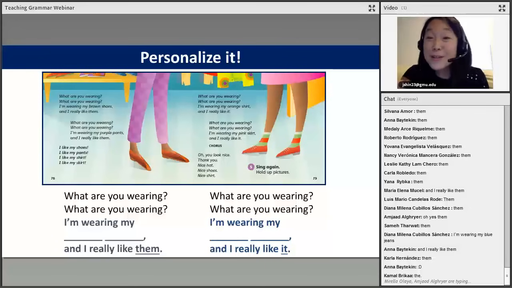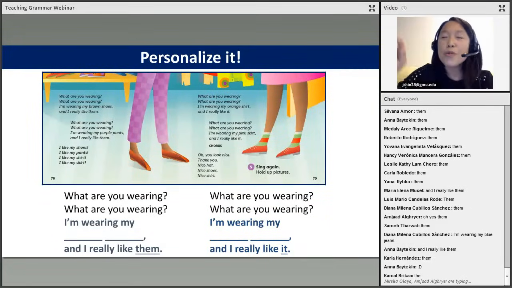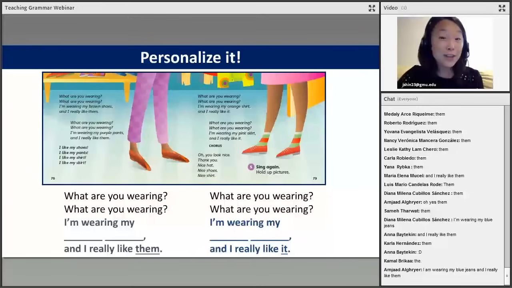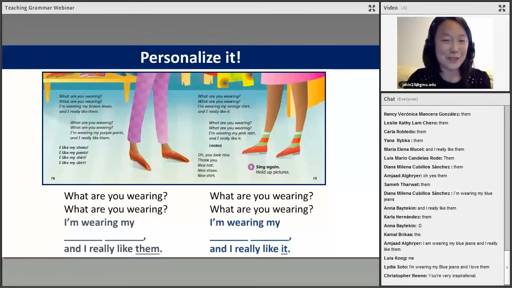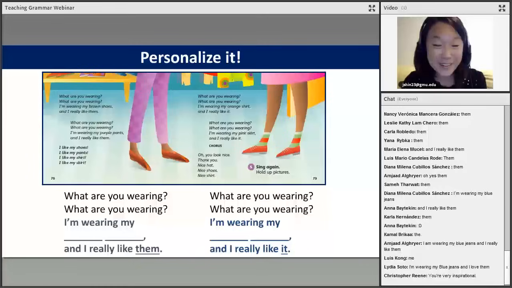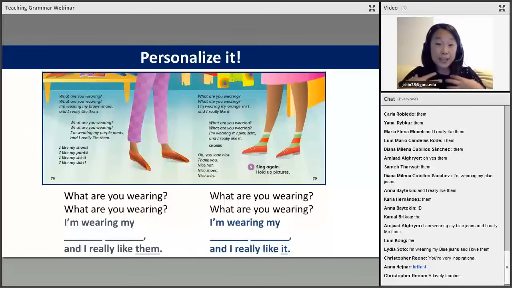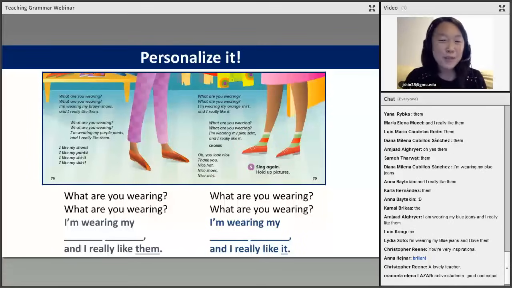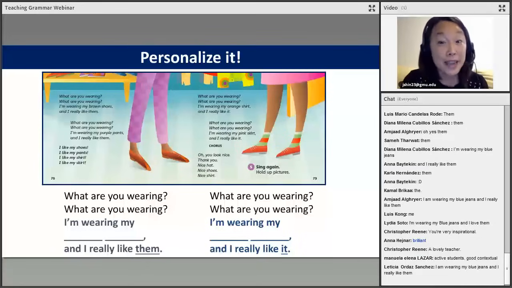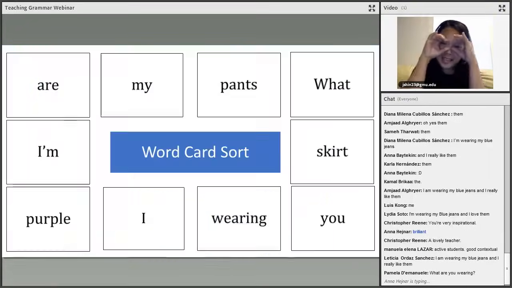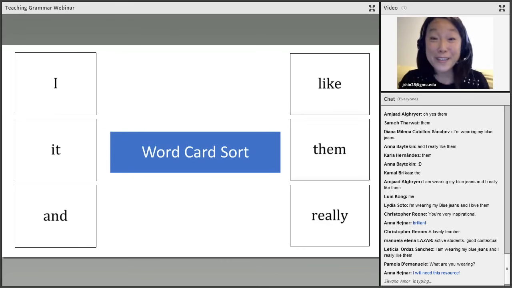So what you can do is look at your class and see that three of them are wearing brown shoes. So I'm going to ask, who's wearing brown shoes? You're going to sing the verse. That way, if you have shy students, you've picked something that you can see more than one student is wearing so that nobody has to feel alone. Lydia, I'm glad you're wearing your blue jeans and you love them. Nice. That's why we personalize it also, to connect to the students' real lives, and it helps them remember the language better, and it'll actually be language that they might use outside the classroom. Hopefully, though, they're not just singing that to someone. What are you wearing? I'm wearing my sunglasses. Anyway, you're giving them good language.